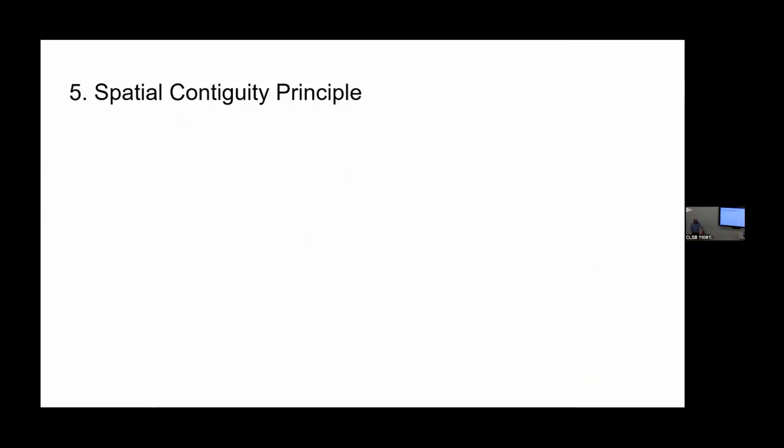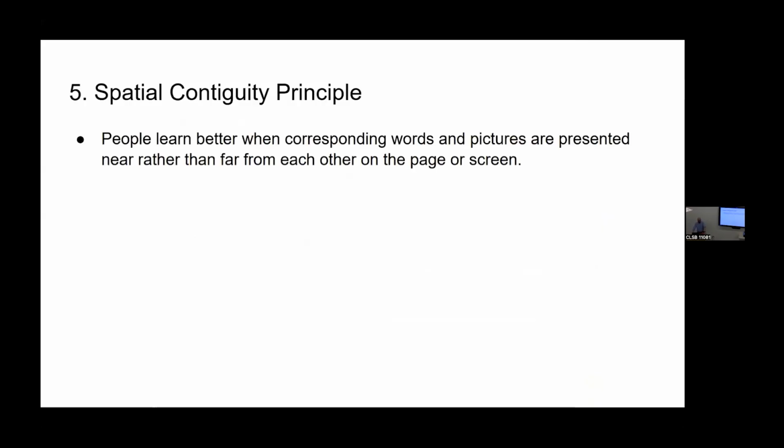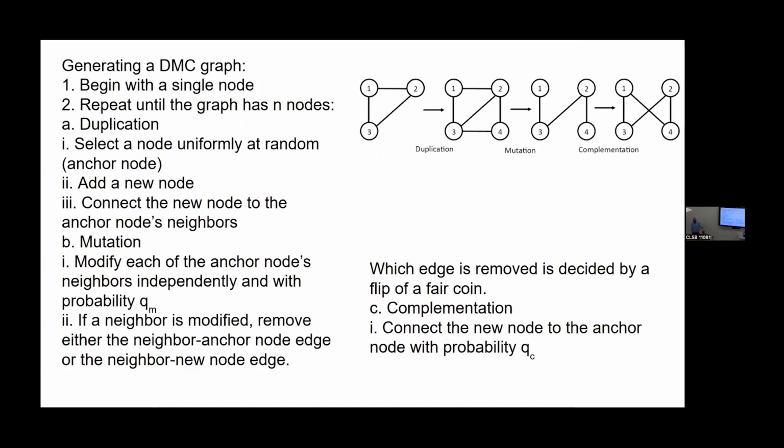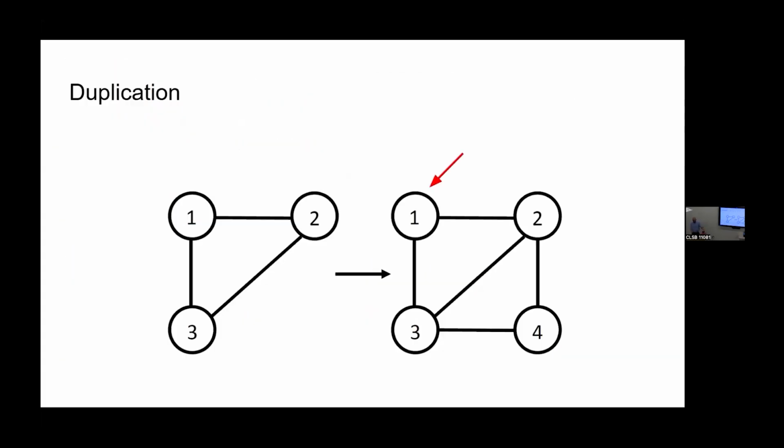All right, spatial contiguity. This one I think is also going to be somewhat intuitive. People learn better when corresponding words and pictures are presented near rather than far from each other on the page or screen. Demonstrated in 9 out of 9 tests, median effect size 0.82, and this is what that looks like. So back to my example presentation, I violated this. Note that I talked about an anchor node during my discussion of duplication, but the image for duplication is over here. So that's not great. We can improve it by saying, okay, here's duplication. This is our anchor node.